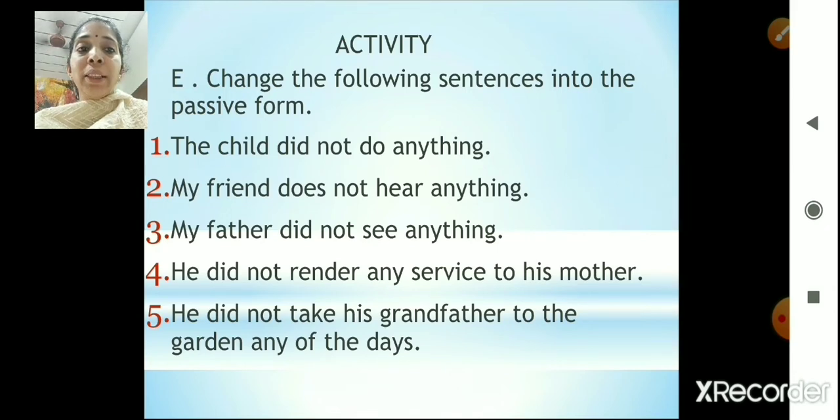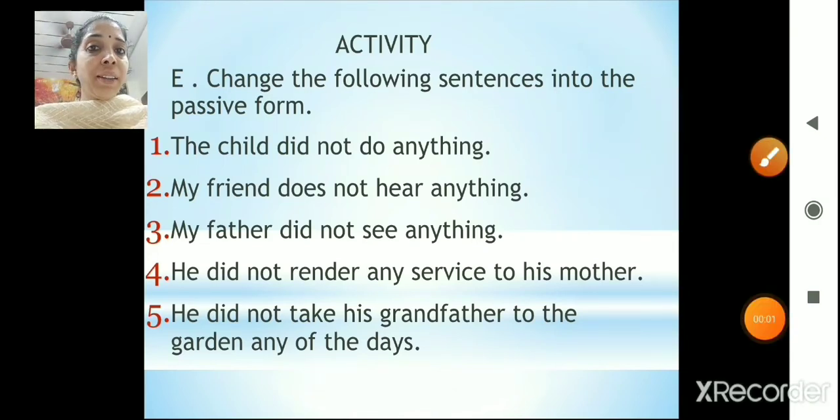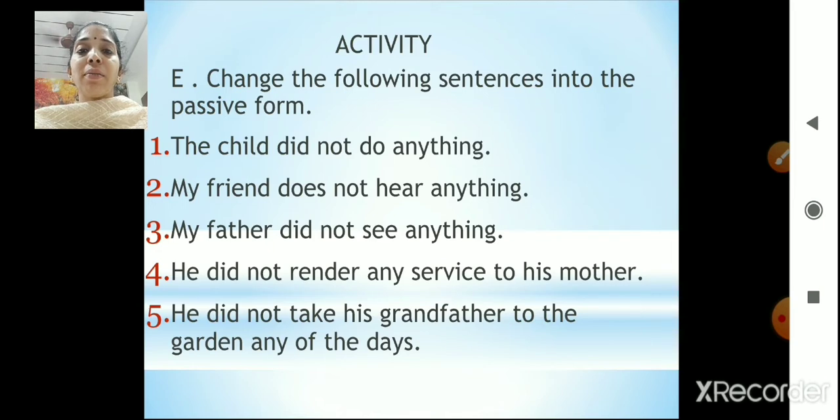Change the following sentences into the passive form. First one, the child did not do anything. So what will be the answer? Nothing was done by the child. Now let's see the second question. My friend does not hear anything. What will be the answer? Nothing is heard by my friend.